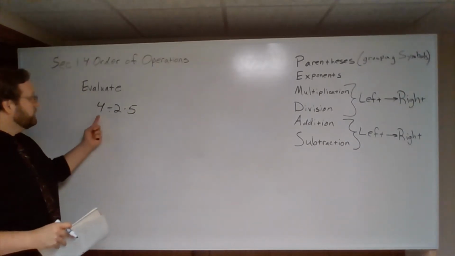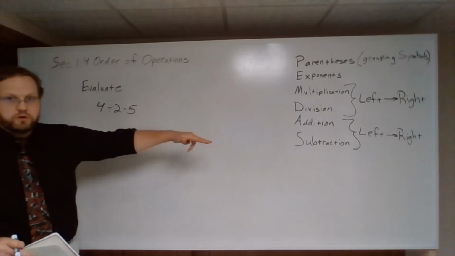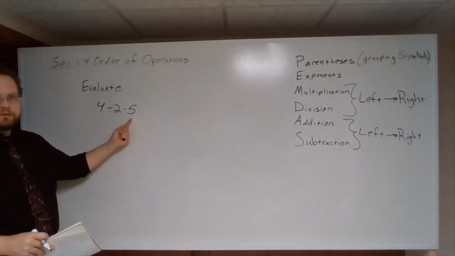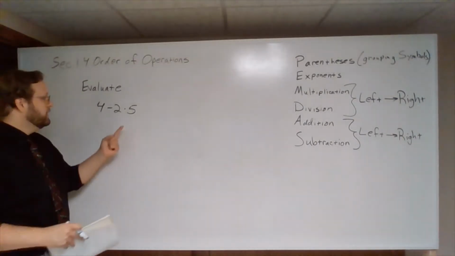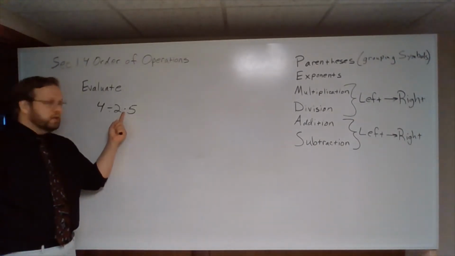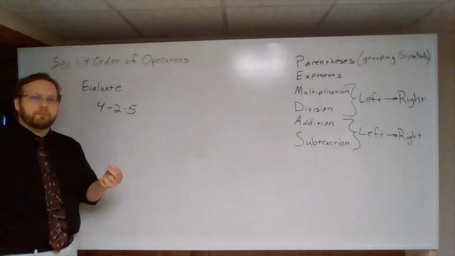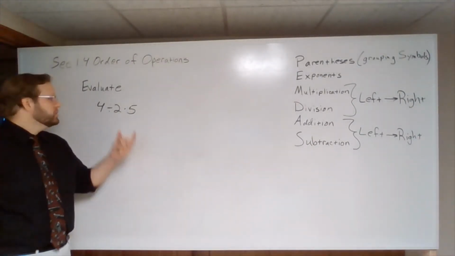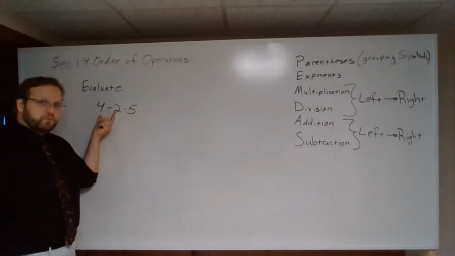Okay, 4 divided by 2 times 5. Now, if we go through this list of order of operations, there's no parentheses, there's no exponents, but then we go to multiplication. But remember, don't just multiply first. Multiplication and division should be happening at the same time, left to right. So it's not 2 times 5 that we bring our attention to. It's the 4 divided by 2.